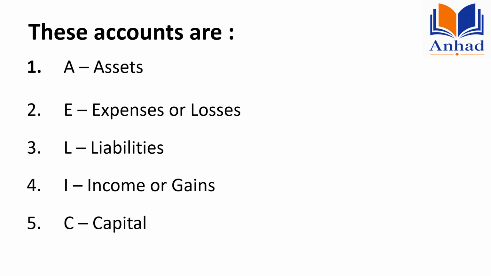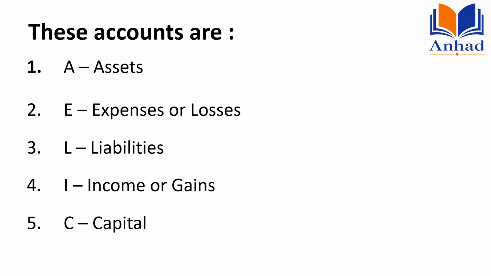First is A, or assets. Assets are the things owned by a business that provide future benefits, such as cash, bank balance, machinery, land, building, etc. They increase the economic value of the business. Second is E, or expenses or losses. Expenses are the costs incurred to run the business, such as rent, salary, electricity, etc. Losses are those expenses or reductions in value that do not provide any benefit. Third is L, or liabilities. Liabilities are the external obligations of a business that must be paid in the future, such as loans, creditors, etc. They represent the financial responsibilities of the business.